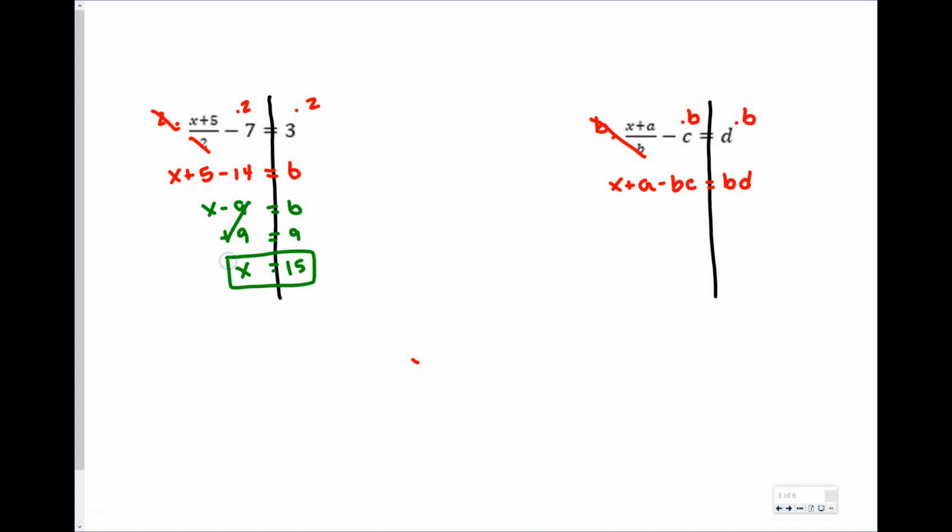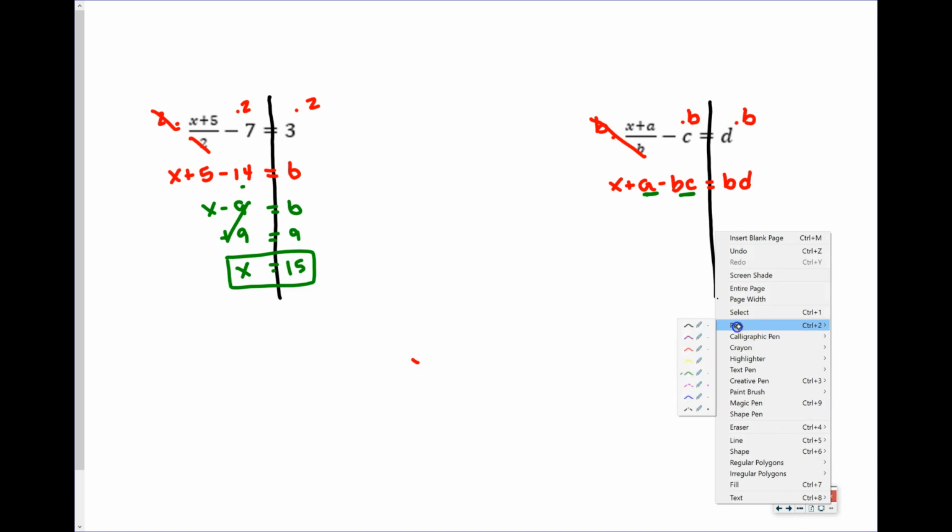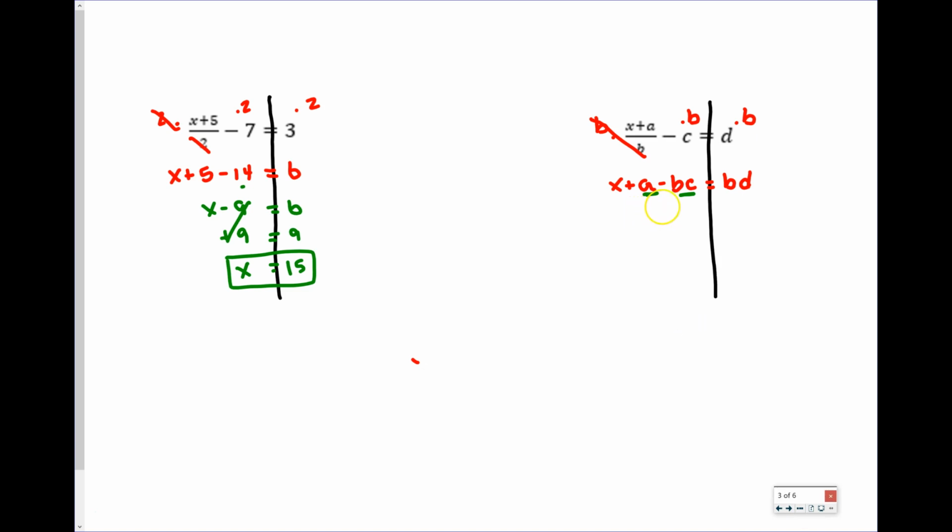Now the problem is that over here, the a and the bc are not like terms. I can't combine them like I did with the 5 and the 14 over here. However, I know that I want to get x alone, so I can add the bc to both sides. Get rid of that. It's okay that I'm adding this. This is a term. I know it's two things stuck together, but I can add the whole thing over.